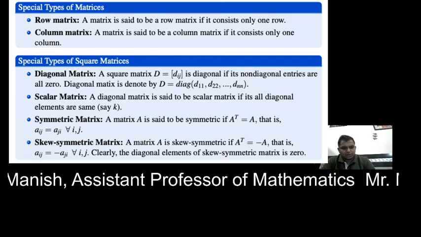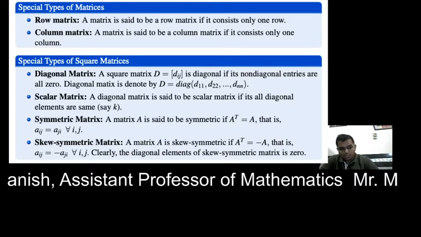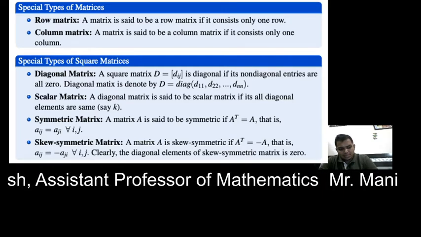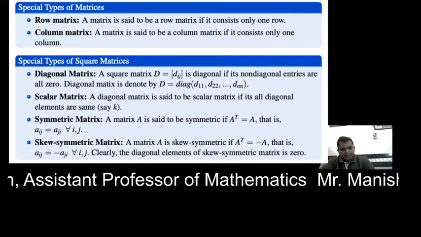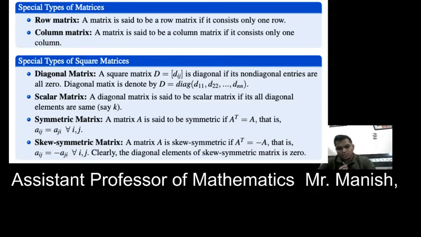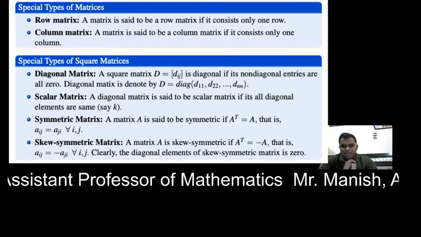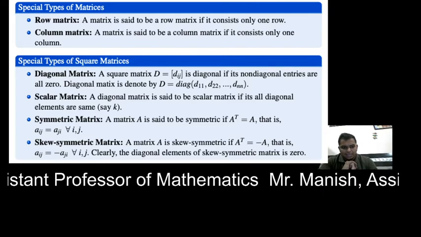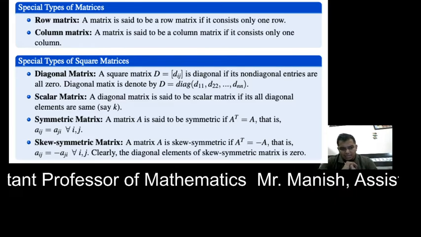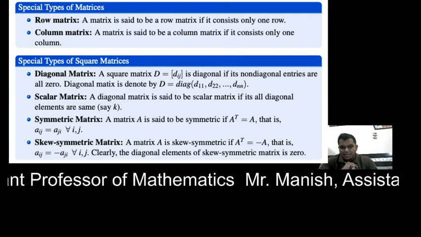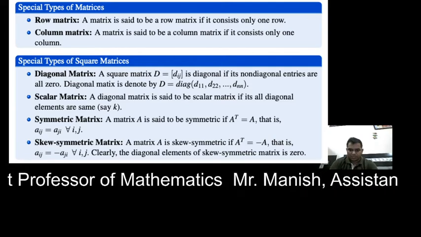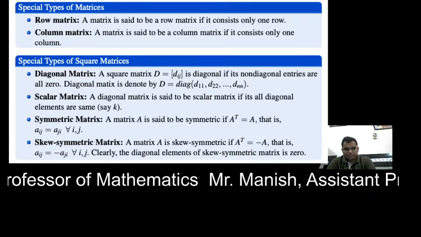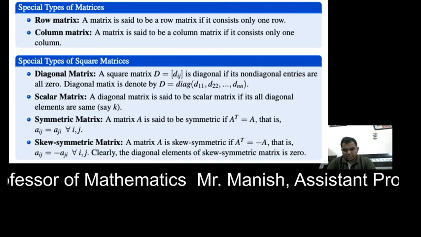Symmetric matrix. What is a symmetric matrix? A matrix is said to be symmetric if the transpose of the matrix is equal to the matrix, meaning aij is equal to aji. And a skew symmetric matrix: a matrix is said to be skew symmetric if the transpose of that matrix is equal to minus of that matrix, meaning aij is equal to minus aji. In this case, clearly the diagonal elements of a skew symmetric matrix must be 0. So this is all about matrix types and special types of square matrices. Thank you so much.